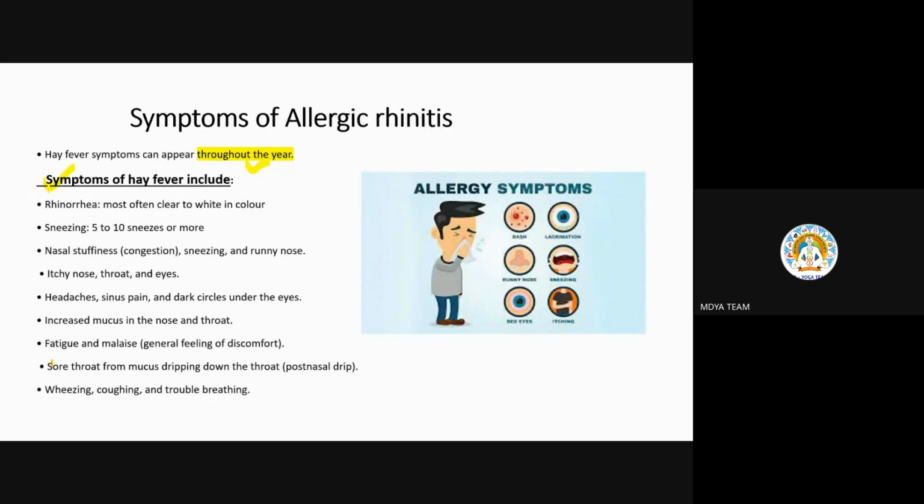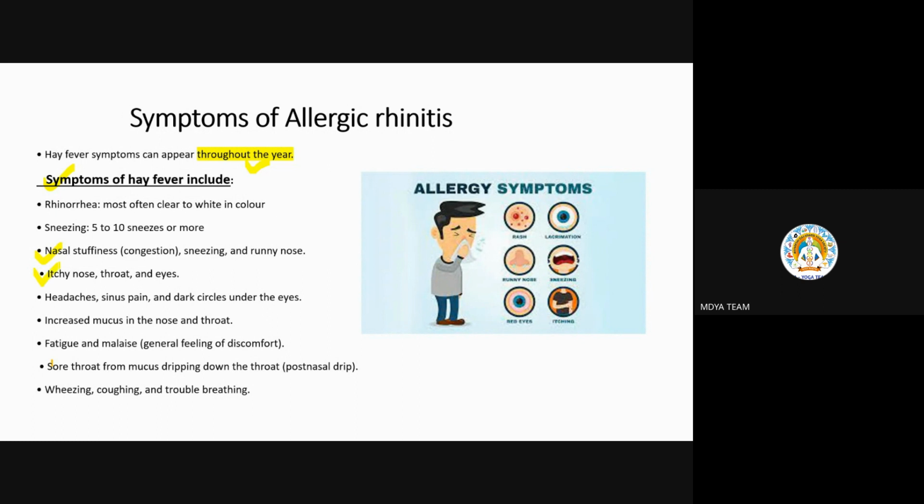It includes rhinorrhea. Rhinorrhea is nothing but a runny nose. Most often the mucus will be clear to white in color. Then sneezing: 5 to 10 sneezes or more, daily and regularly at continuous intervals, could show the symptoms of this. Then nasal stiffness or congestion in your nostrils, sneezing, runny nose, etc.